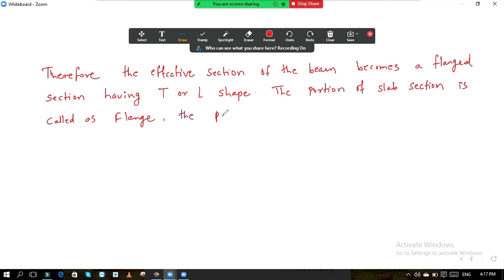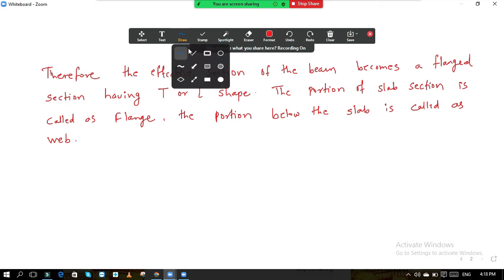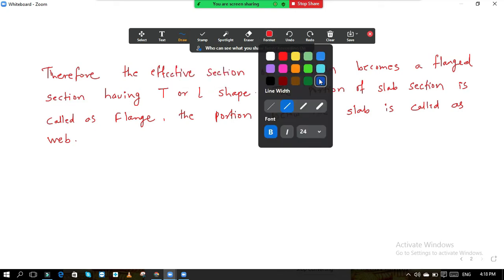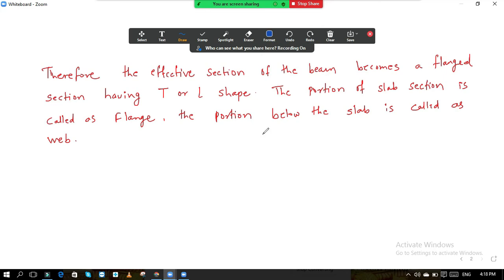The portion below the flange, the portion below the slab. Okay, the portion below the slab is called as web. Okay, so now this is the thing, what is T or L beam.